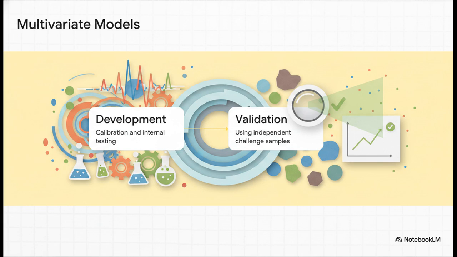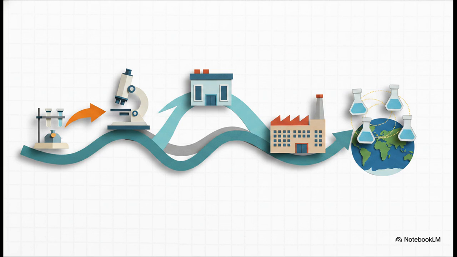But the crucial step is phase 2, model validation. You absolutely must test your model using independent challenge samples that were not part of your calibration set. This proves your model actually has predictive, discriminative ability out there in the real world. And remember, a validated analytical procedure is not a static thing. It lives and breathes. As you navigate its life cycle, you're inevitably going to encounter changes.